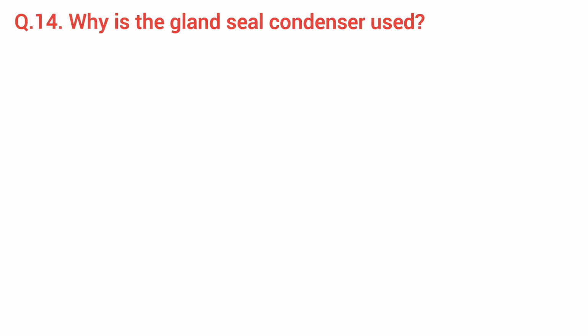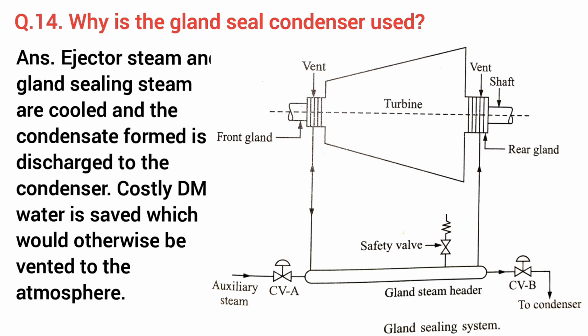Why is the gland seal condenser used? Ejector steam and gland sealing steam are cooled, and the condensate formed is discharged to the condenser. Costly DN water is saved which would otherwise be vented to the atmosphere.